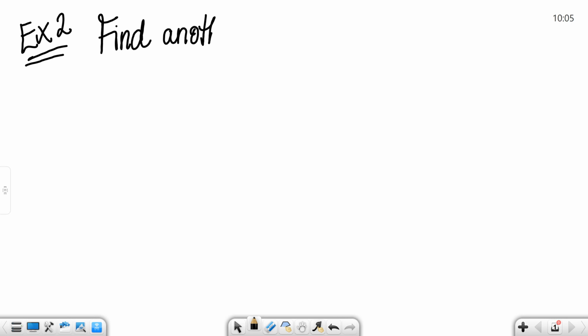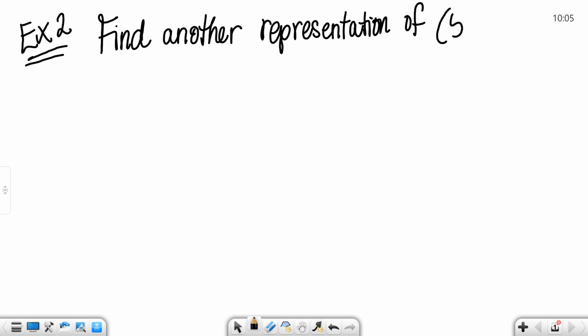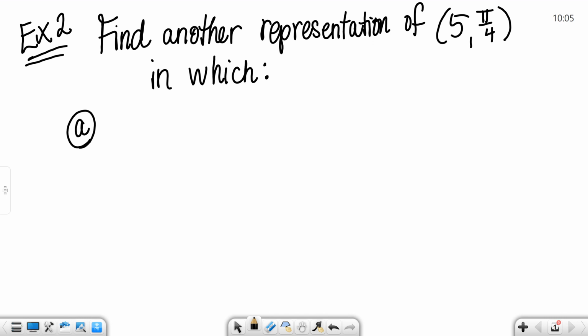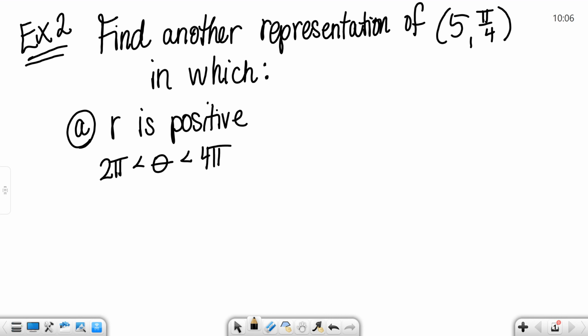So we are going to find another representation of (5, 5 pi over 4), and I'm going to give you some different options here, some different questions. So first, let's say I want you to give me one where r is positive and our theta value is somewhere between 2 pi and 4 pi.